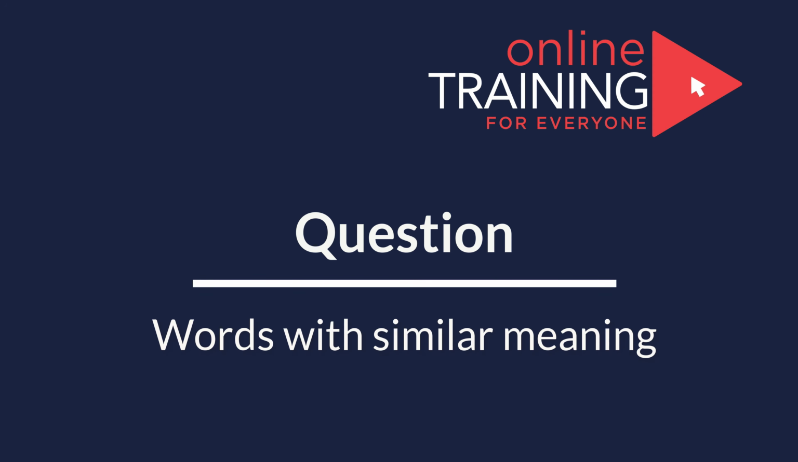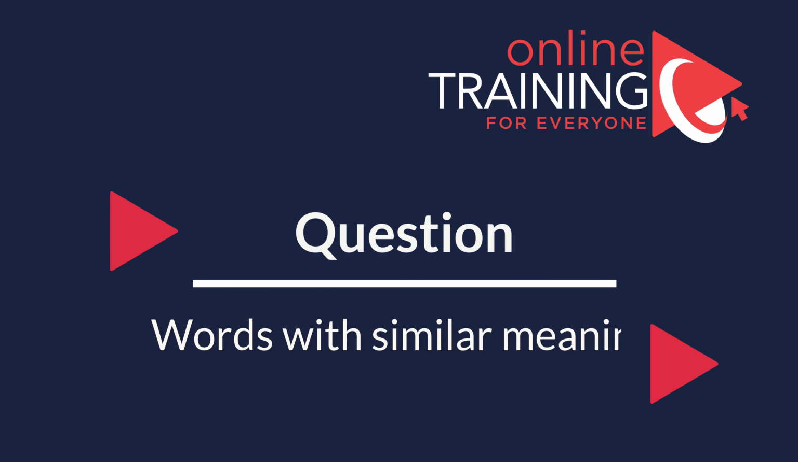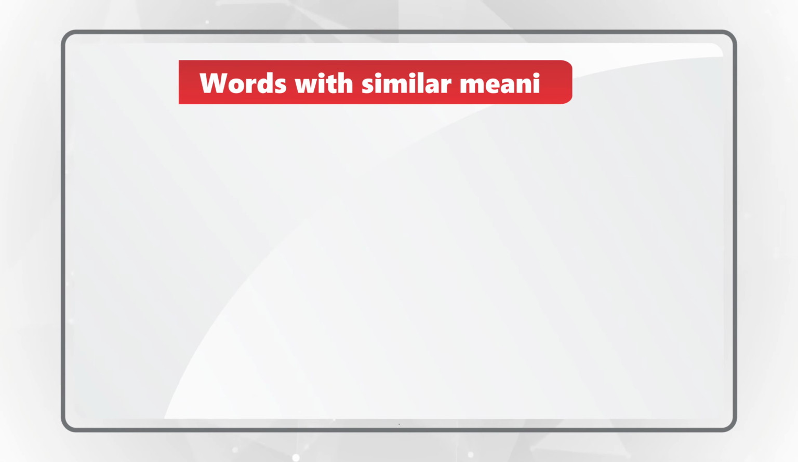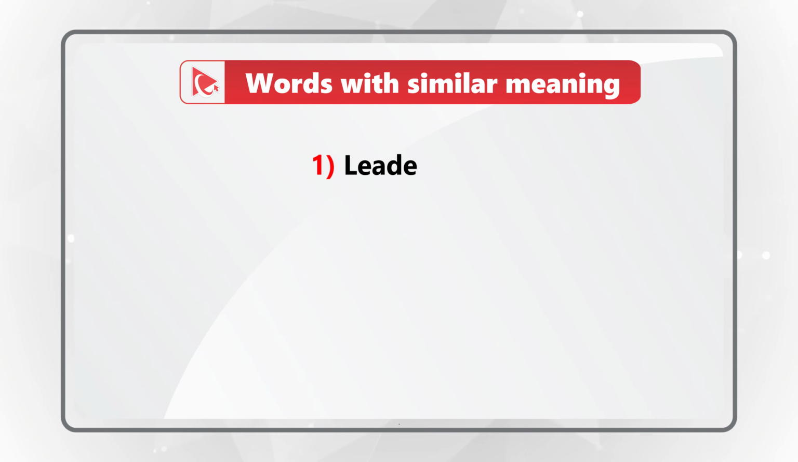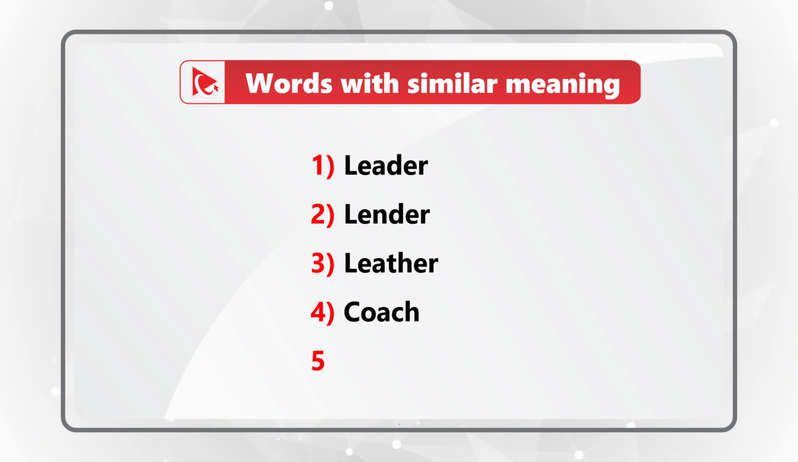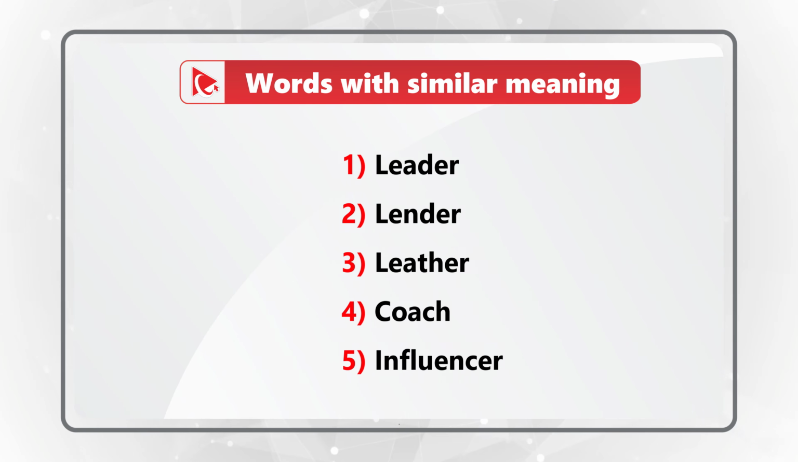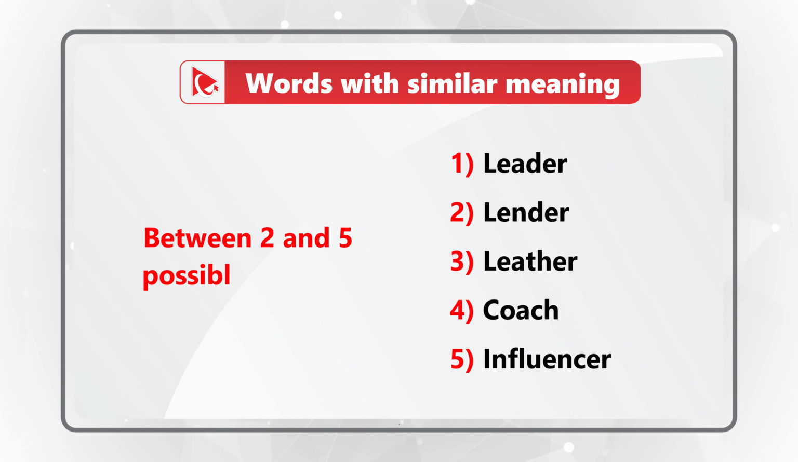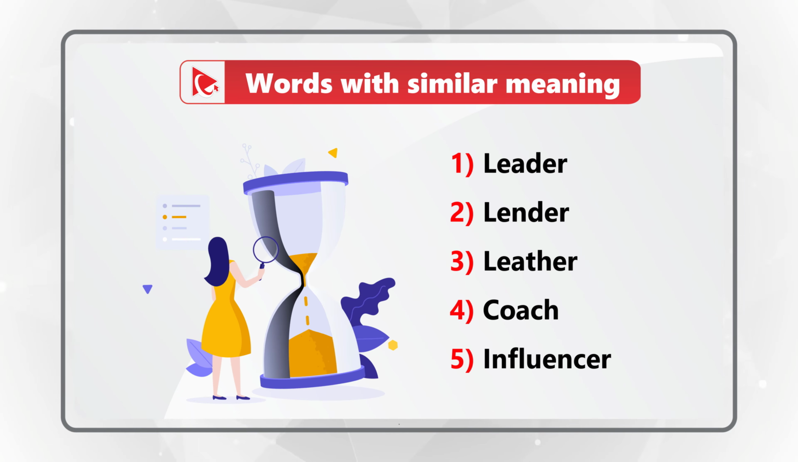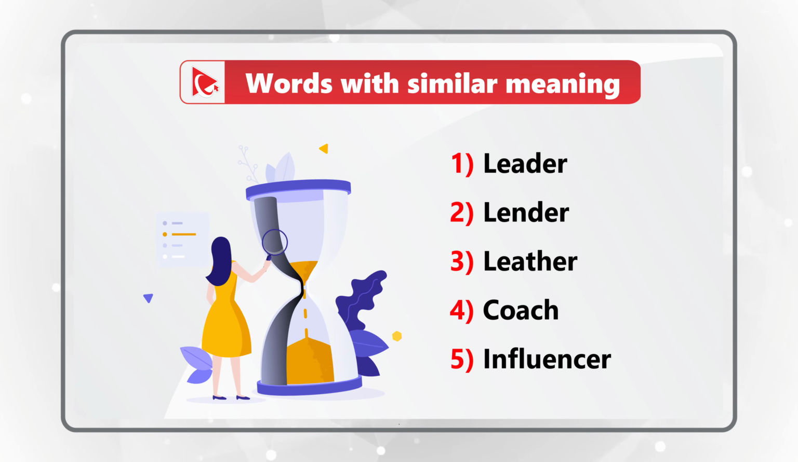I love this question because it uses your brain power and also allows you to improve your English vocabulary. You need to identify all the words with similar meaning. The words are leader, lender, leather, coach, and influencer. Keep in mind that there could be between 2 and 5 words in the answer. What's also interesting is that some words sound similar, but in reality represent very different meanings.